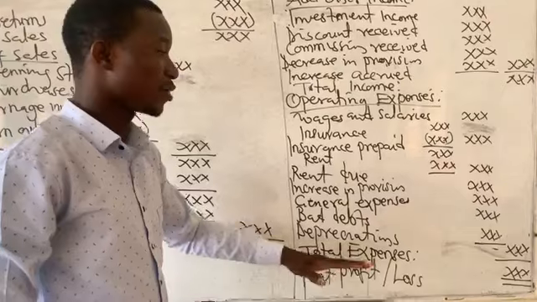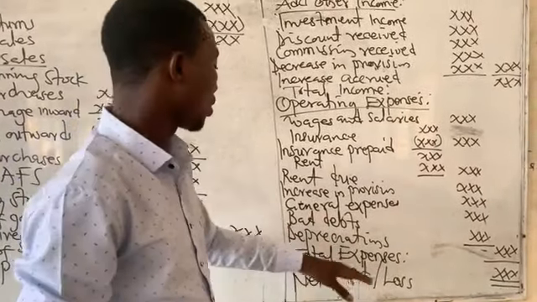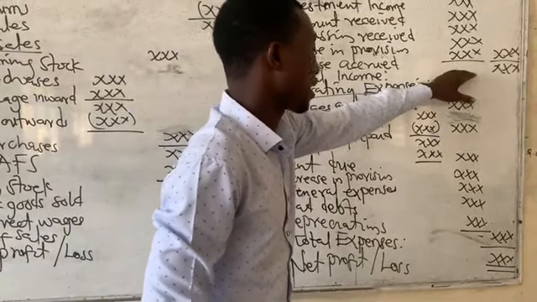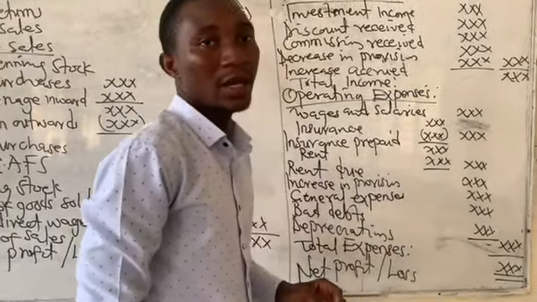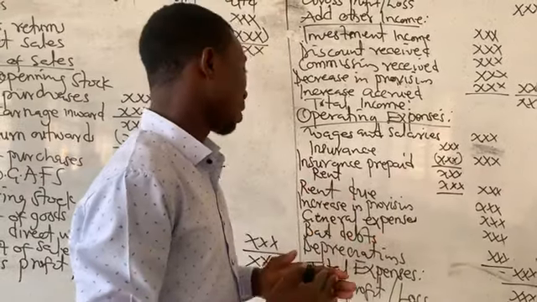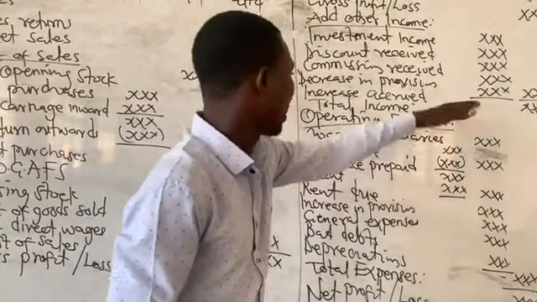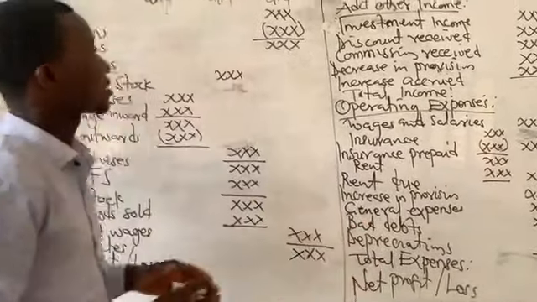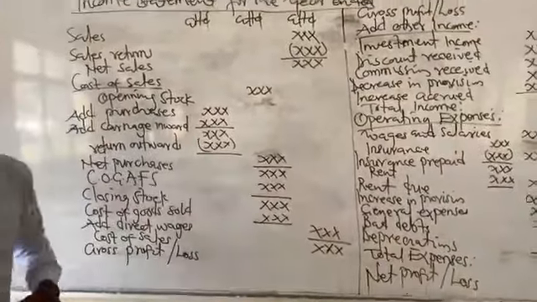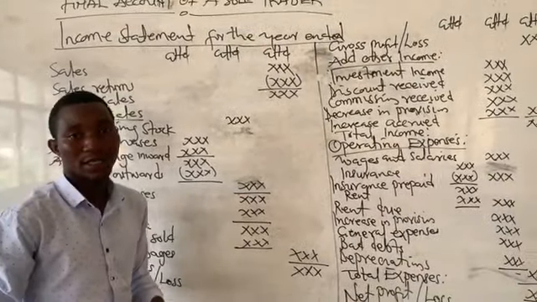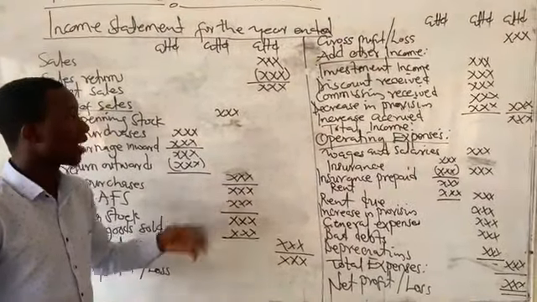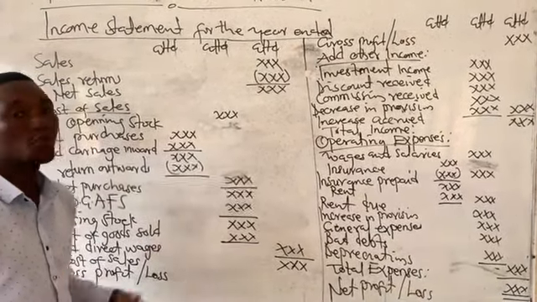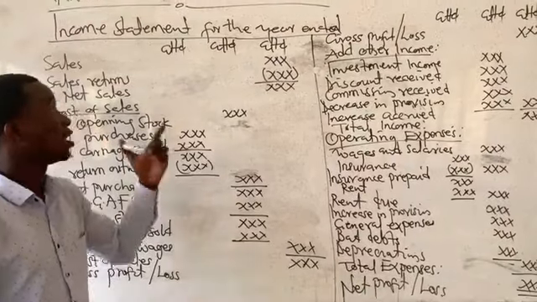And this net profit or loss happens when we get a net profit when the total income is greater than the total expenses. But in a scenario where the total expenses is greater than the total income, we arrive at a net loss. So basically, this is how the format of the income statement actually looks like. But then there are other items that may be found here. But with the application of this, you should be able to prepare a full income statement for a sole trader.